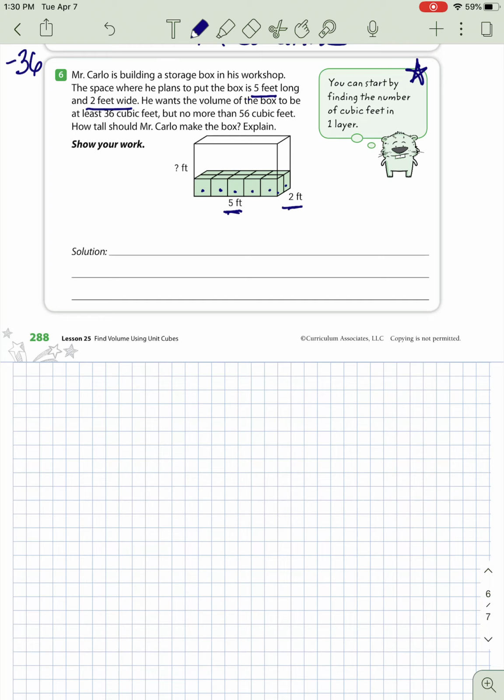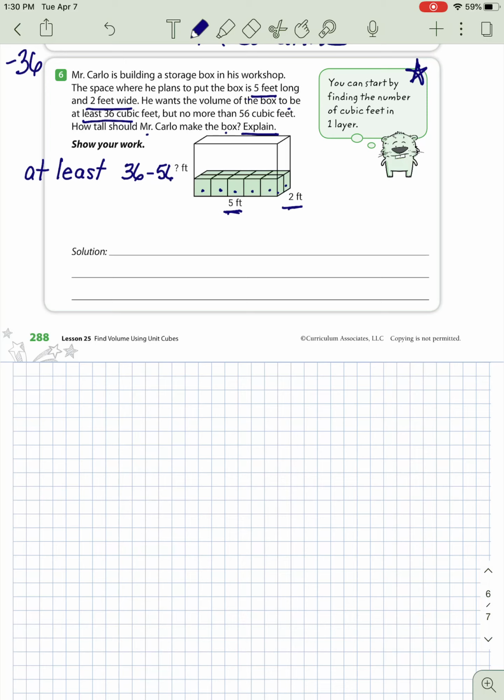Okay? He wants the volume of the box to be at least 36 cubic feet. So it needs to be at least that, to get to this point, but it cannot be more than 56. So it has to be between 36 and 56. How tall should Mr. Carlos make the box? Explain. Well, I can go ahead and make some decisions right now.